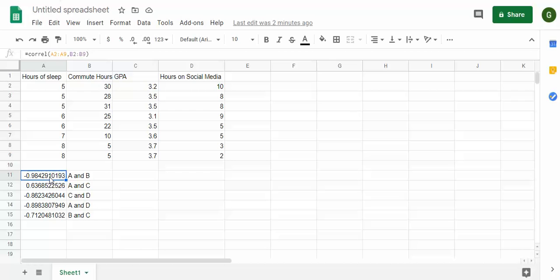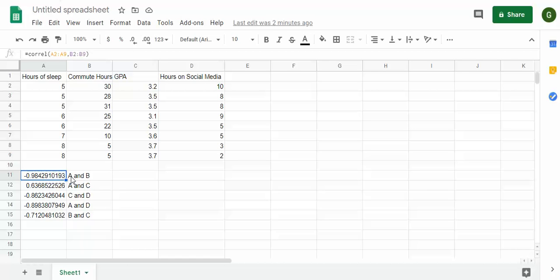And if it's a positive correlation, that means that the two variables tend to go in the same direction. So when one goes up, the other usually goes up. When one goes down, the other usually goes down with it. So let's look at what I've just calculated here and try to interpret these.